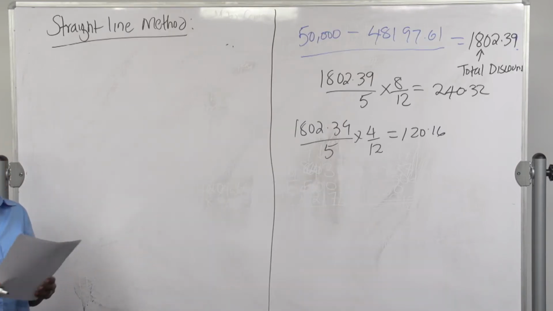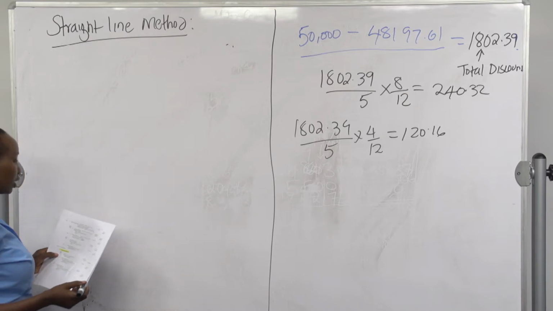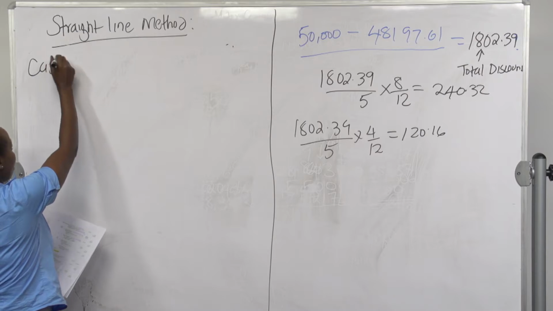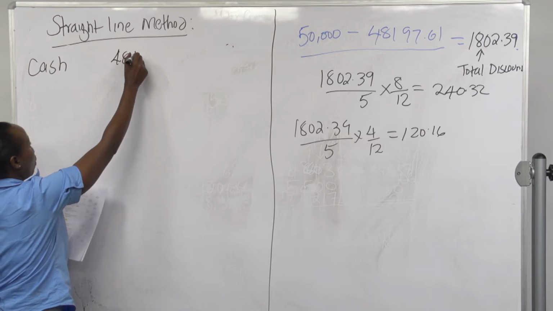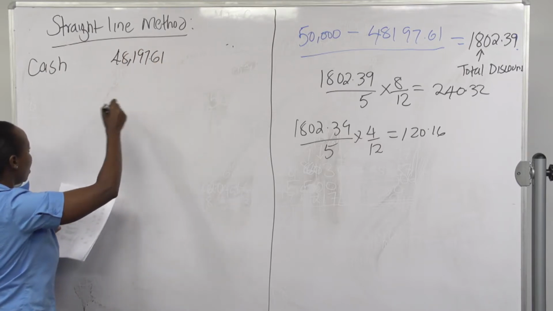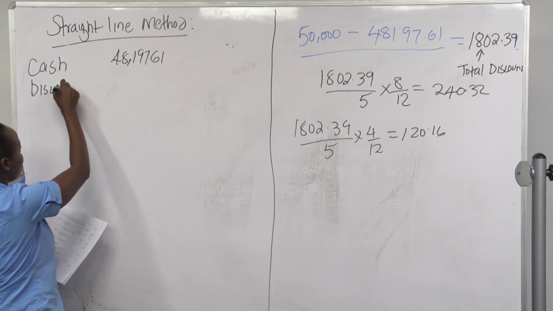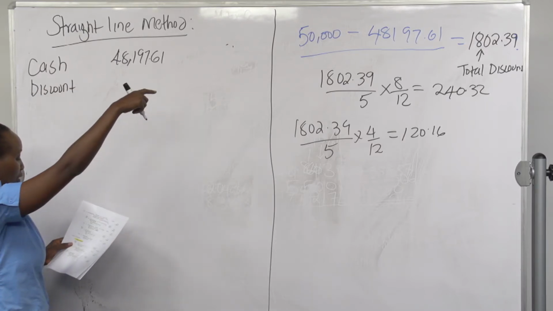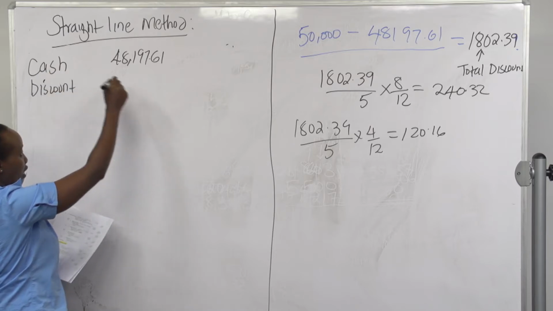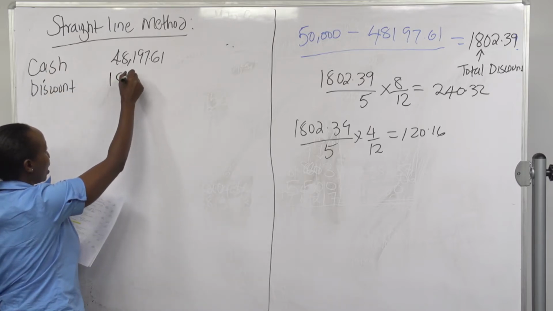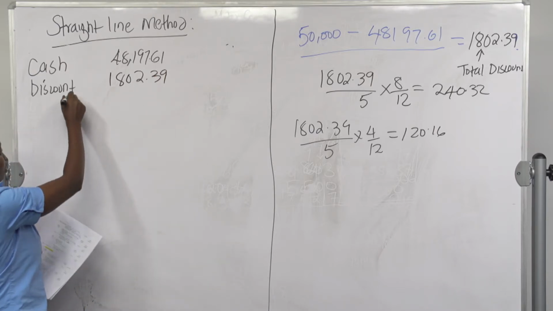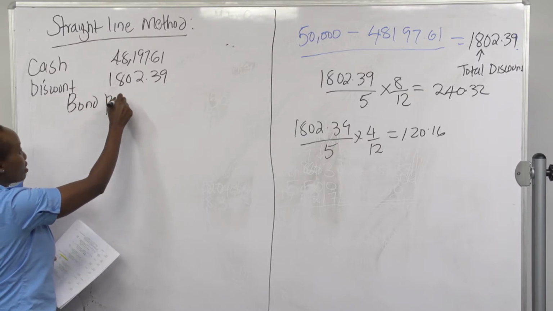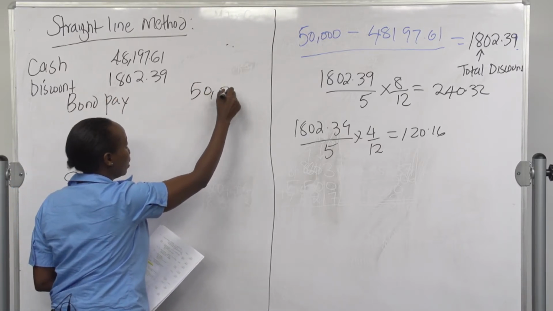Okay, continuing on with the straight line method, for 2015 to record the original issuance of the bond. This is similar to what we did on the effective interest rate method. So we have 48,197.61. The discount was for the difference between this payment here and the face value of 50,000. So we have $1,802.39. That's our total discount. The bond payable is for the 50,000 face value.